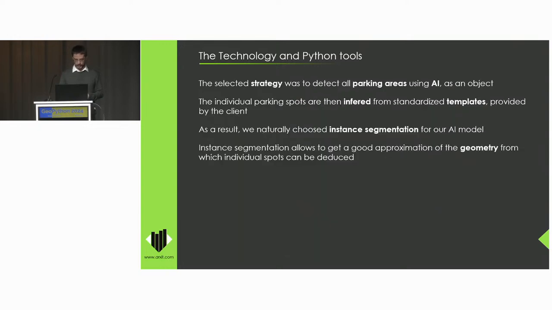We then proposed the following strategy. First of all, use AI to detect the parking area as a whole object, regardless of how many parking spots there were in each parking area. That was the first phase. And then infer the position and the count of the individual parking spots using templates, a standardized size of a typical individual parking spot, in order to deduce the amount and the rough position of each individual parking spot in the detected parking area.